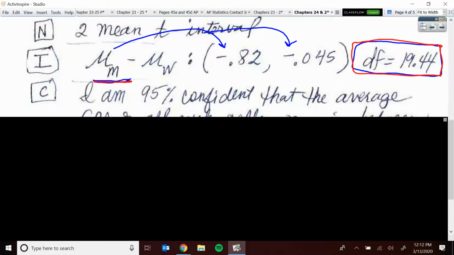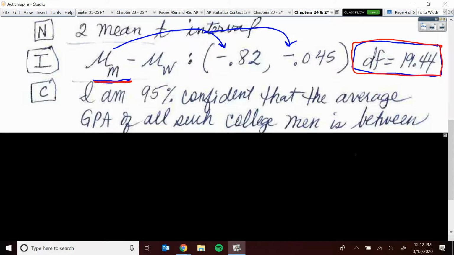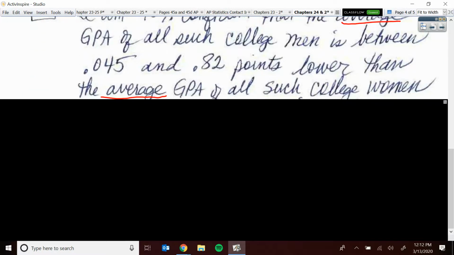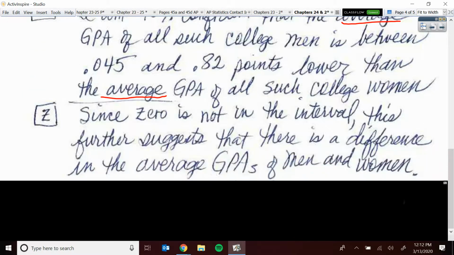And so I am 95% confident that the average GPA, so I discussed it in reference to the men, the average GPA of all such college men is between 0.045 and 0.82 points lower than, because that's what our negative is accounting for, the average GPA of all such college women. Two separate averages, okay? Matched pairs doesn't talk about two separate averages, okay? And since 0 is not in the interval, this further suggests that there is a difference in the average GPAs of men and women.